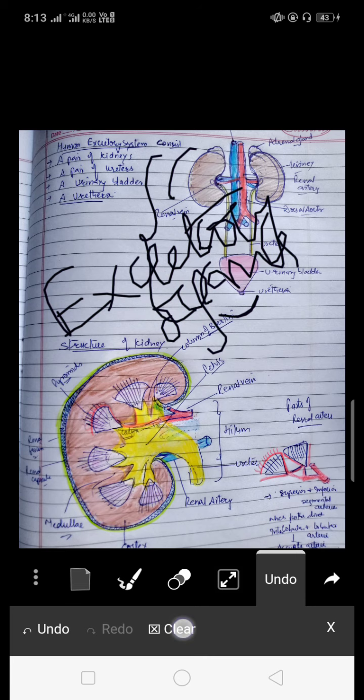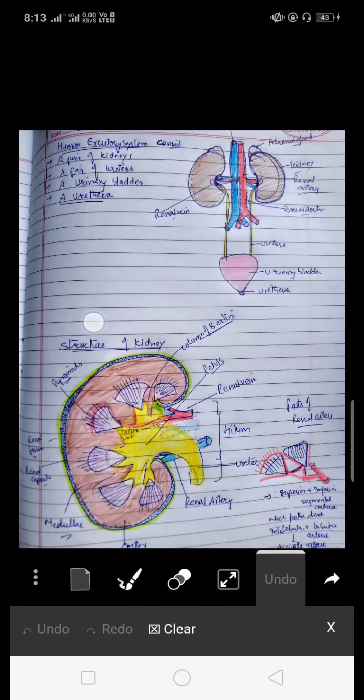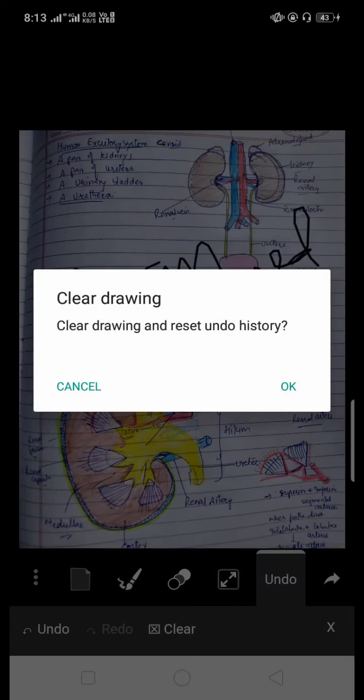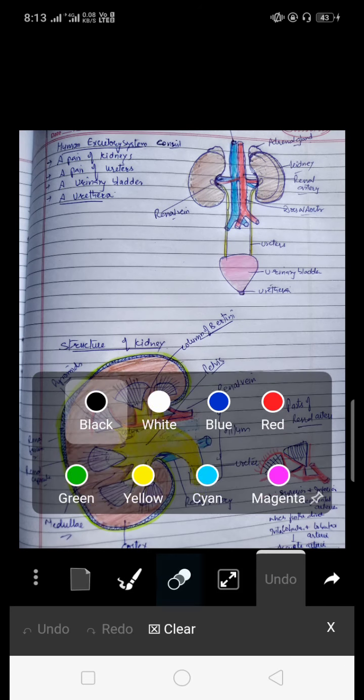Today I am going to explain the structure of the kidney. Kidneys are bean-shaped structures located on either side of the backbone and are protected by the ribs and muscles of the back. Structure of the kidney.